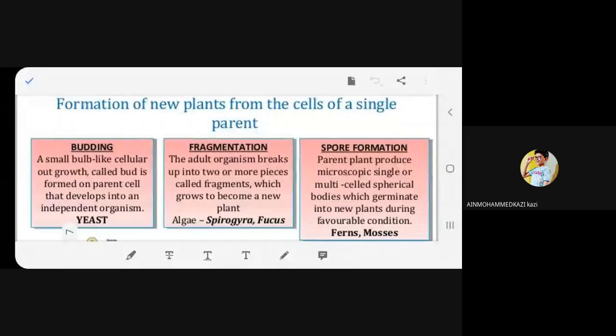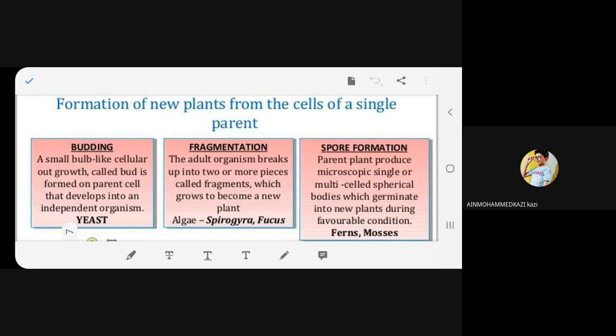Budding, fragmentation, spore formation. Budding: a small bulb-like cellular outgrowth called a bud is formed on the parent cell that develops into an independent organism. Yeast. Fragmentation: the adult organism breaks up into two or more pieces called fragments, which grow to become a new plant. Algae.